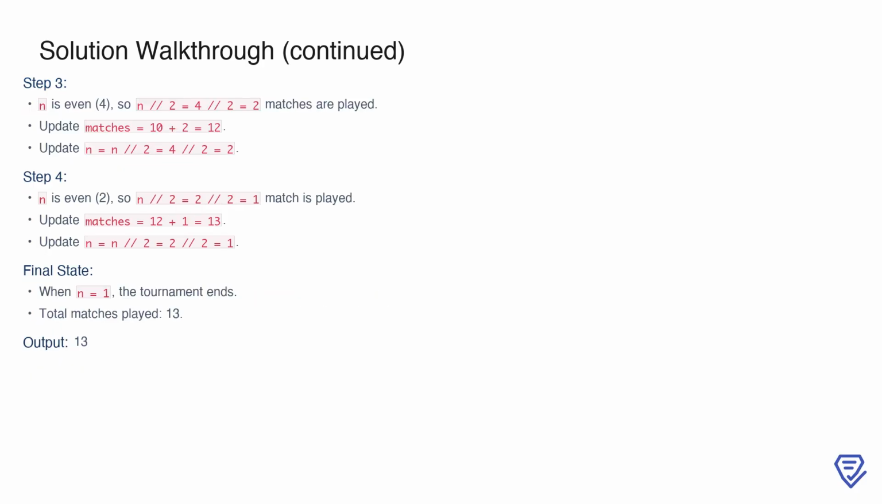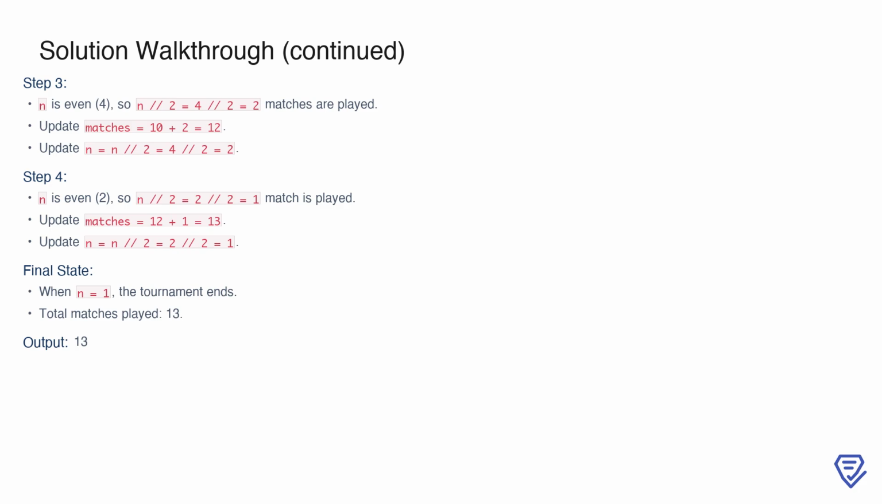With 4 teams remaining, n is even. The number of matches is calculated as n//2. For n equals 4, dividing by 2 gives us 2 matches. Adding these matches to the total, we get matches equals 10 plus 2 equals 12. The number of teams is updated to n//2, which is 2.